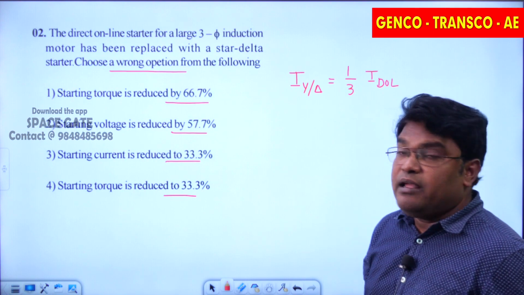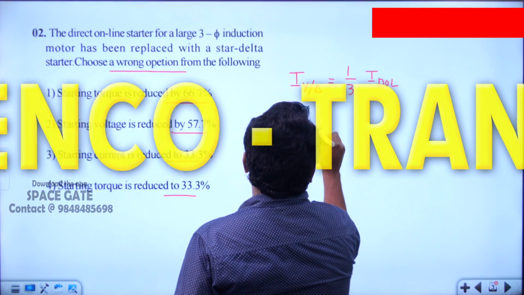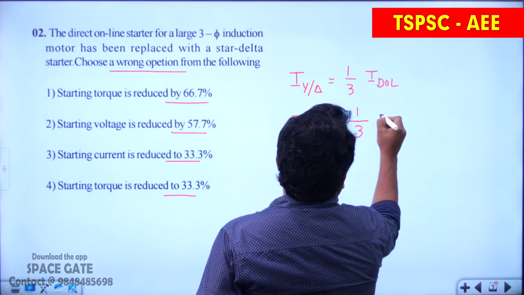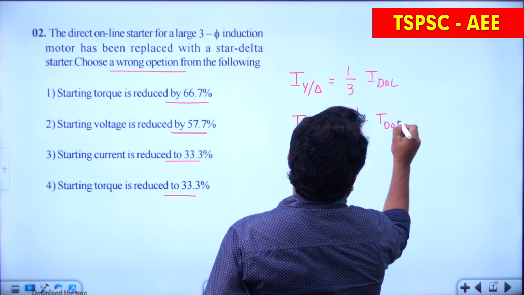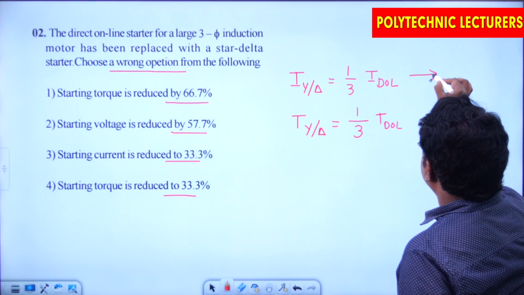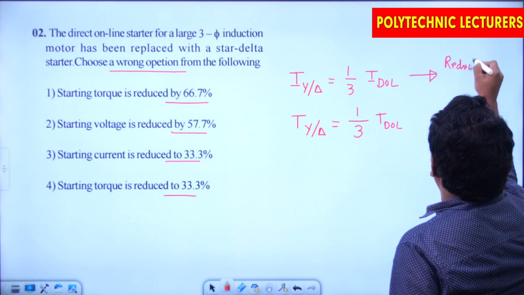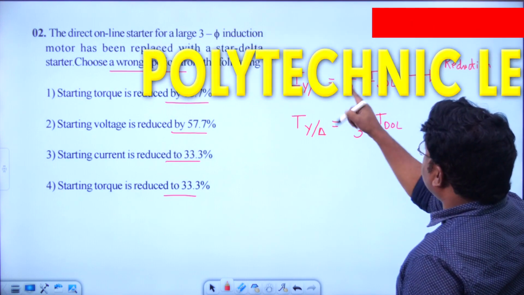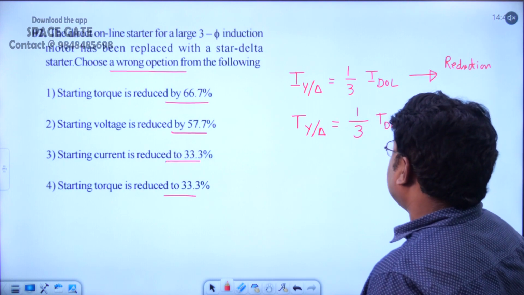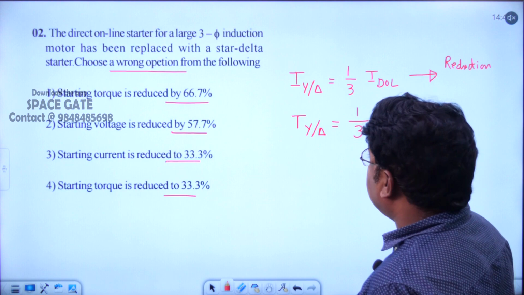Similarly, for the torque relation, the torque in the star-delta starter is equal to 1 by 3 times the torque in the DOL starter. So what does it mean? What is the reduction in the current? The current is reduced by 1 by 3.